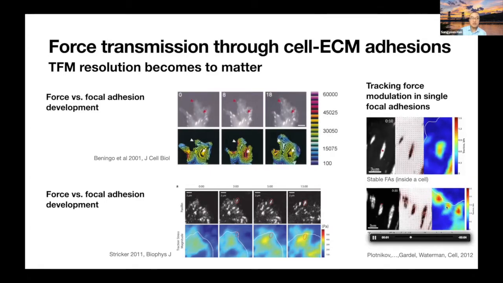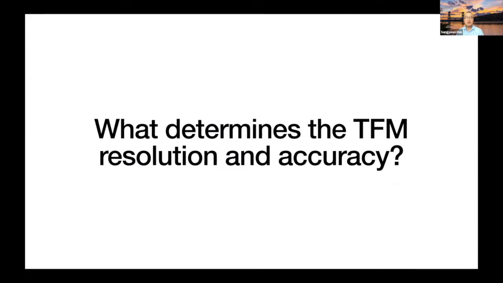So I want to point out that with higher resolution and higher accuracy, we can make greater findings about how cells sense force and stiffness. So the key question is, what determines the traction force microscopy resolution and accuracy.